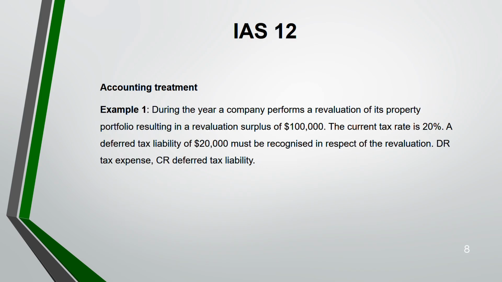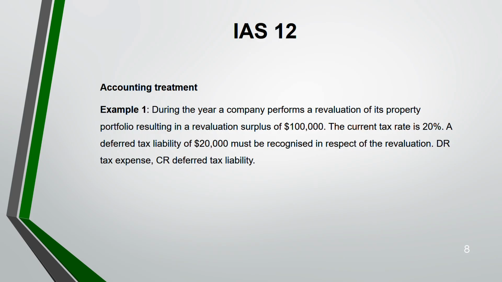Okay. Now, example 1. There are two examples which we are going to go through. Example 1. During a year, the company is performing a revaluation on its property. So the revaluation surplus is 100,000. The current tax rate is 20%. So, therefore, 20% on that 100,000. It's a deferred tax liability. 20,000 will be recognized. Why a liability? Because when revaluation happens, the carrying amount increases. The tax base will not change.